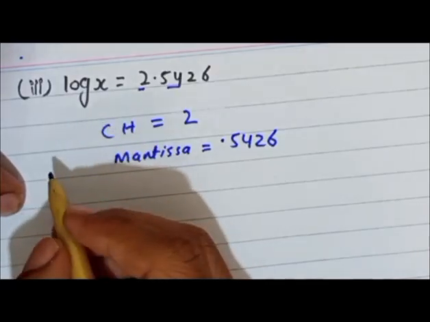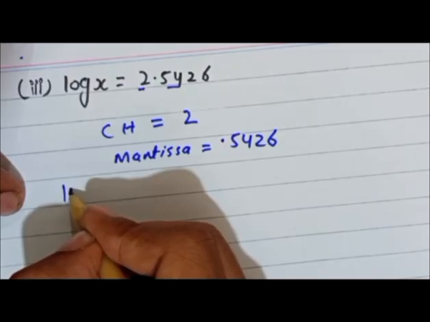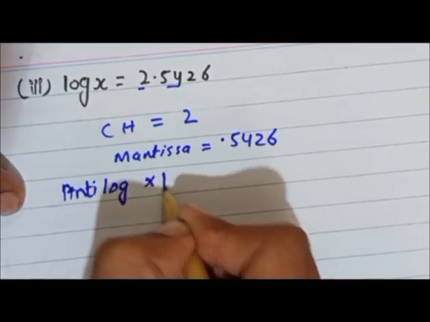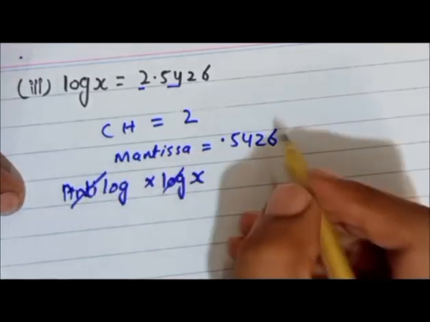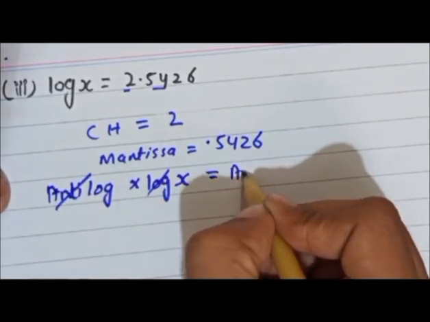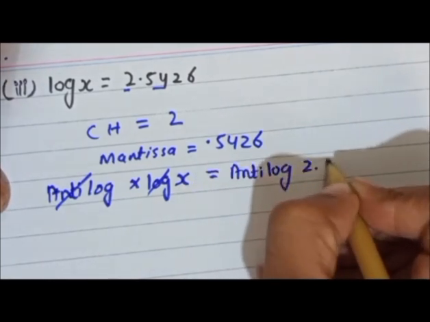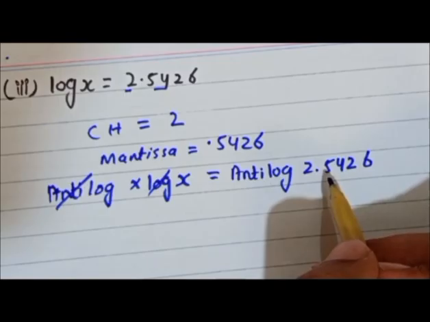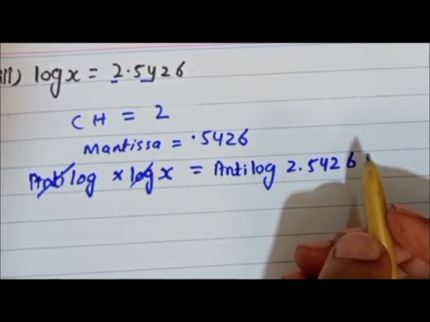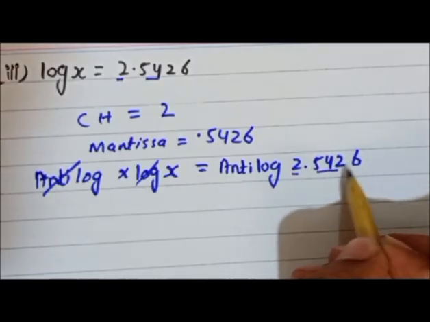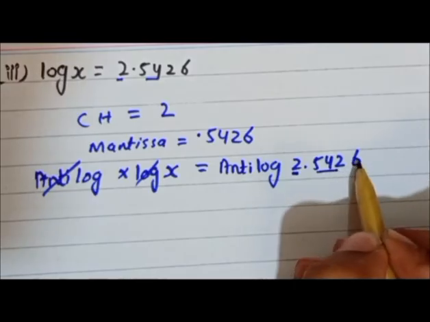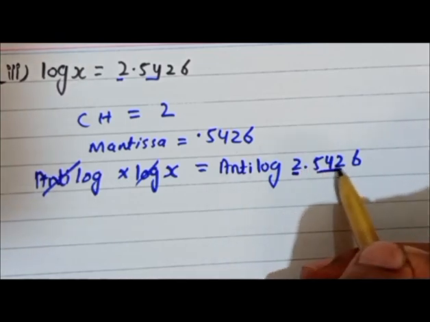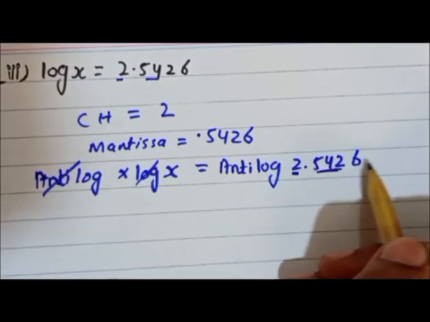For cancelling the log, I am supposed to bring the anti-log, the opposite of log. I will cancel log x with anti-log. So for finding the value of x, I will bring anti-log of 2.5426. This is the value whose anti-log I am supposed to find. I already told you, for finding the anti-log, I will ignore the characteristic and go through the mantissa. This is my mantissa, 0.5426.